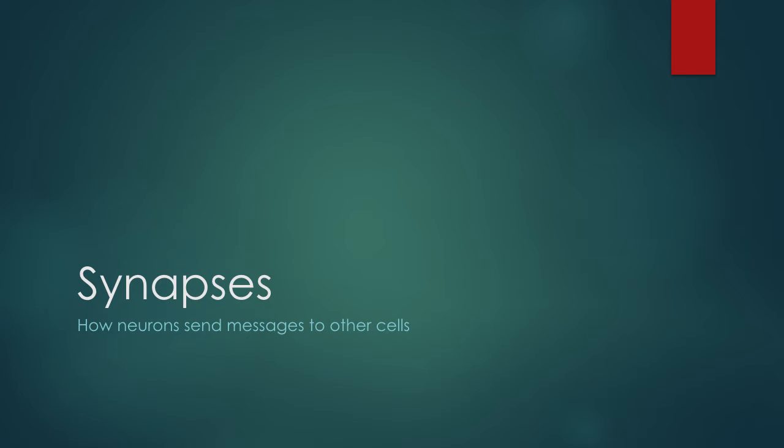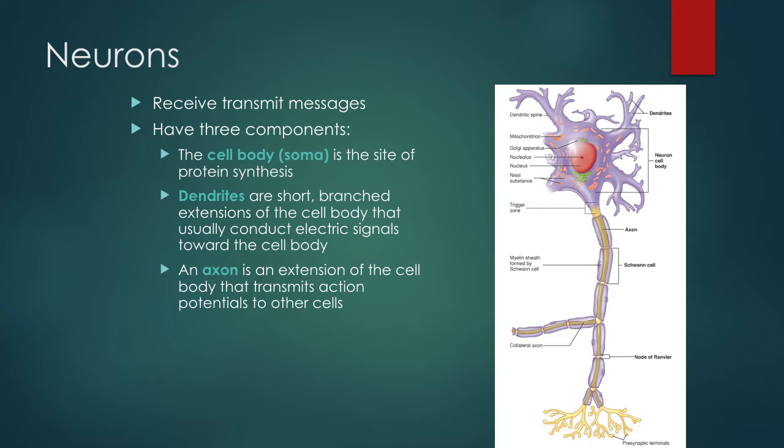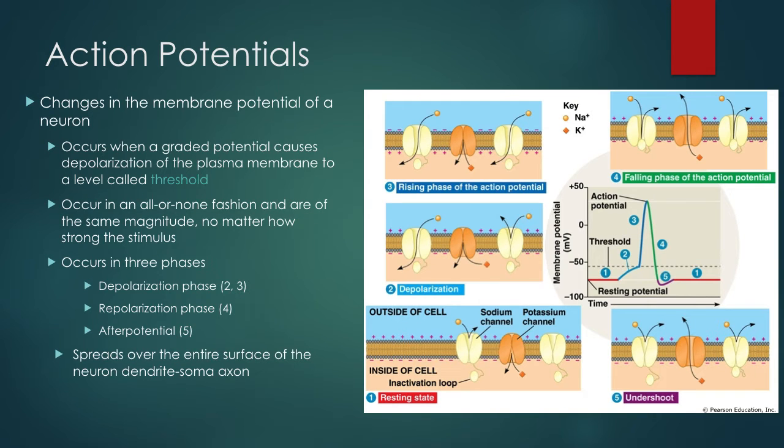All right, we're going to talk about synapses, which are how neurons send messages to other cells. Remember from our previous lectures and readings that neurons have these components, dendrites and axons, receptive surfaces and surfaces that send messages. So the dendrites receive and the axons send. How do the axons send messages? Well, the axons send messages through changes in the membrane charge of the neuron.